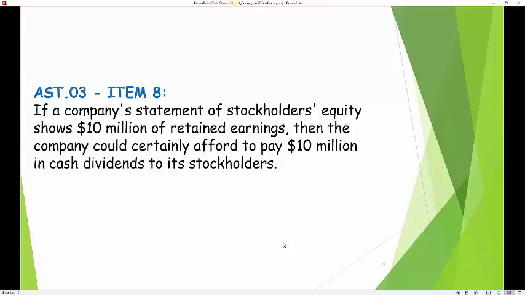So, in the answer to this question, a company can only afford to pay dividends in the amount of cash it has on its balance sheet. That cash balance could be bigger or smaller than the amount of retained earnings. Retained earnings represents the amount of net resources that the shareholders can claim. Cash represents the amount of checks that the company can actually write to the shareholders.